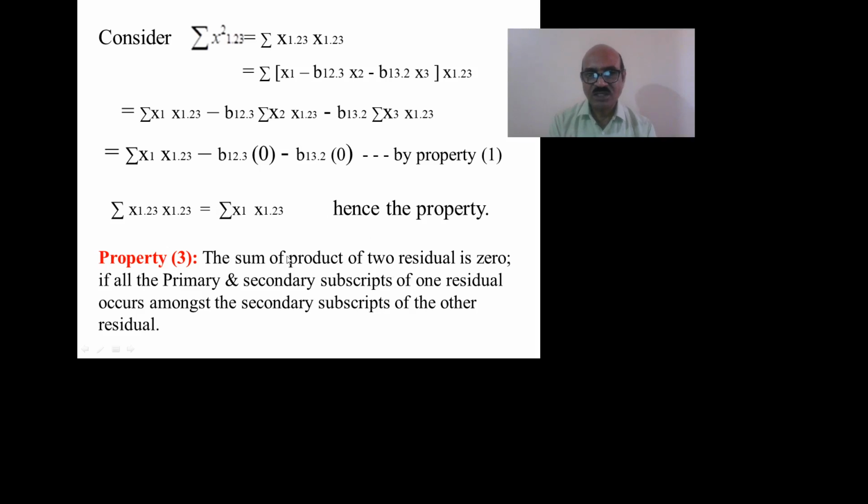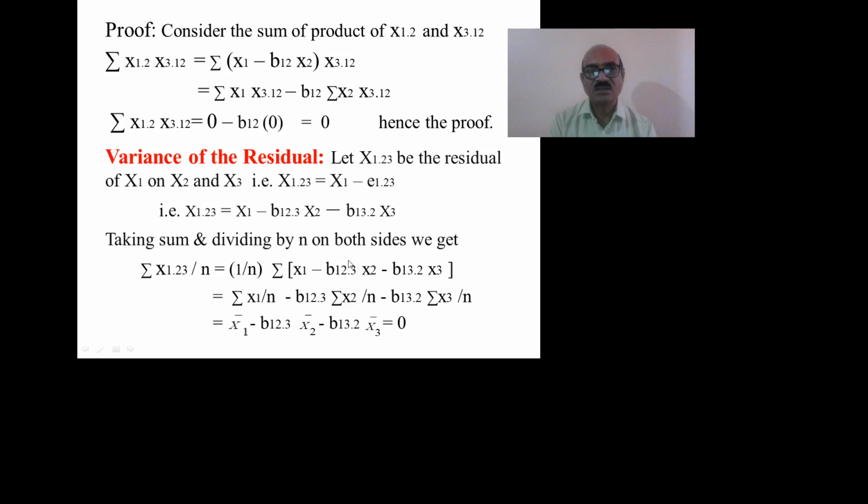I will go to the third property. The sum of product of two residuals is 0 if all primary as well as secondary subscripts of one residual occur among the secondary subscripts of the other. Then that product will be 0. So the proof of this is: consider the sum of product of x1.2 and x3.12. That means this primary and secondary will occur in the secondary subscript, then the sum of product will be 0. That we have to prove.